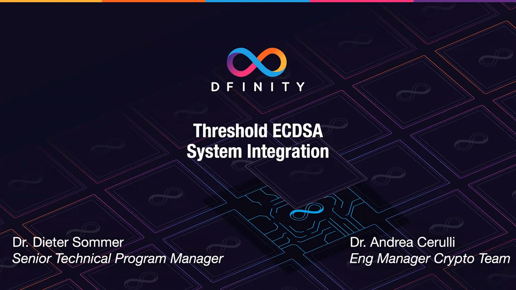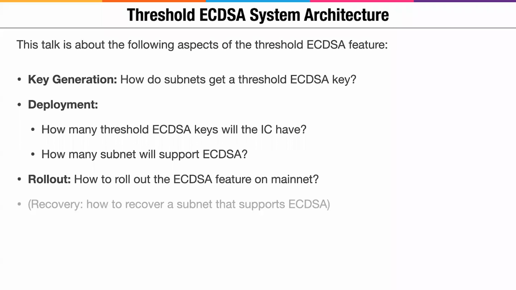signatures to the community. And in today's community conversation, Andrea Cerulli and myself will be giving you some insights into the so far much less discussed and lesser known aspects of this threshold ECDSA implementation, namely the threshold ECDSA system integration. And this system integration is essentially dealing with stuff like key generation, deployment, and rollout. So key generation: how do the subnets get the threshold ECDSA key? Then the deployment: how many threshold ECDSA keys will the IC have? How often will each key be replicated? How many subnets will support ECDSA?